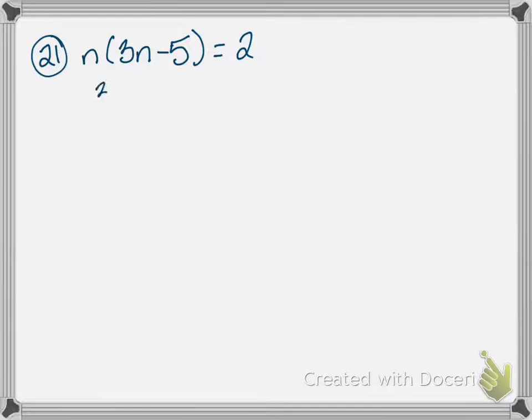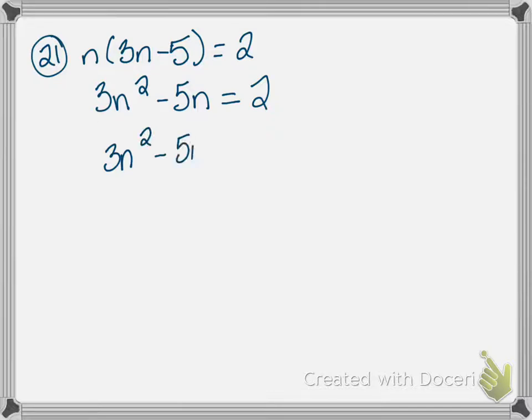So n times 3n is 3n squared. N times negative 5 is minus 5n, and that is equal to 2. So what I need to do now is bring that 2 over so that I can have it set equal to 0. So I'm going to subtract 2 from both sides. So I have 3n squared minus 5n minus 2 equals 0. Okay, now we are looking at a trinomial.